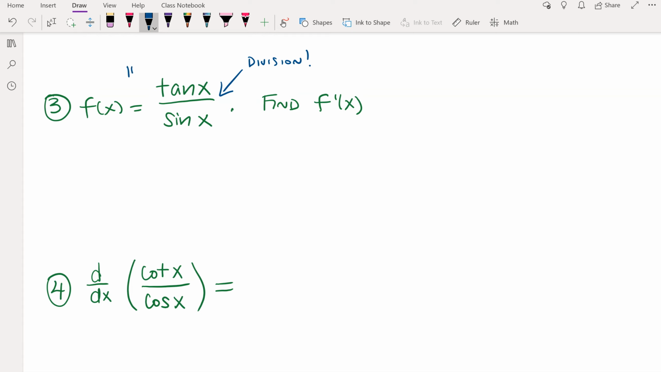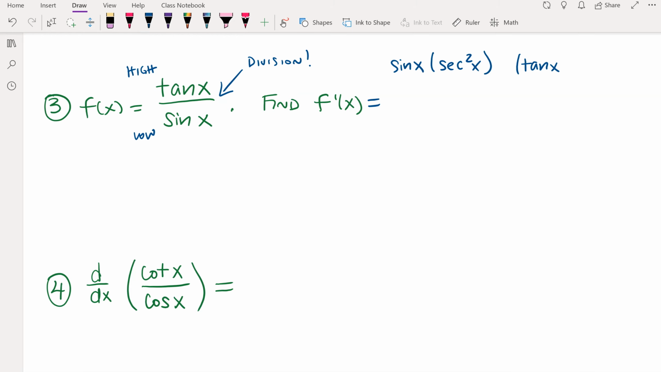So remember, we're going to use that low d high minus high d low over low low. So let me label low and high. And let's go ahead and write f prime of x equals, okay, we're going to do low. So just copy the low, sine x, d high. So that means derivative of tangent x, which is secant squared x, plus high, that means copy the high, tan x.